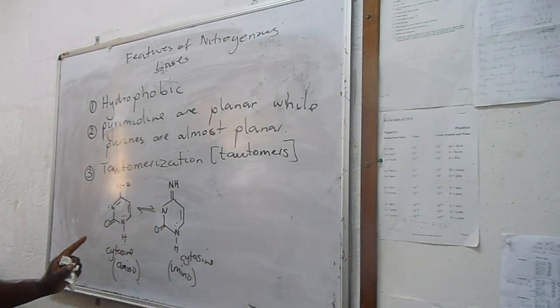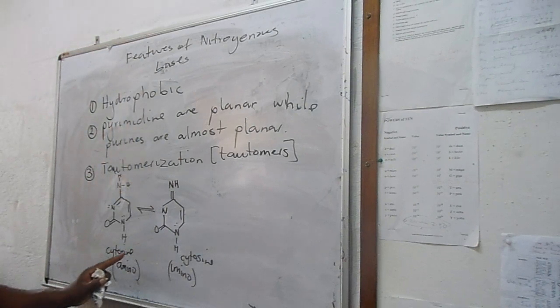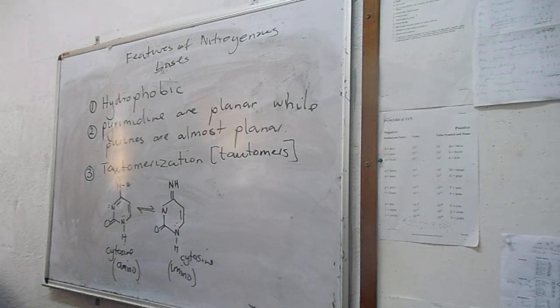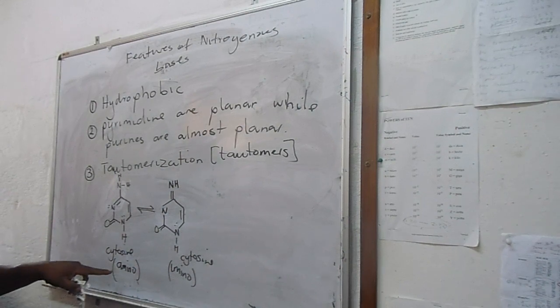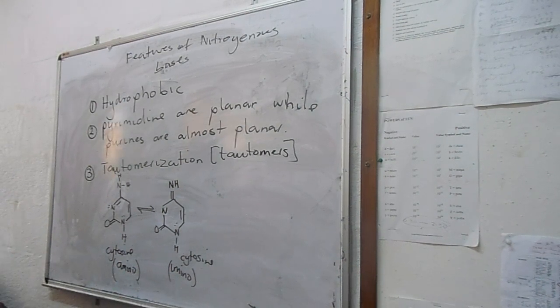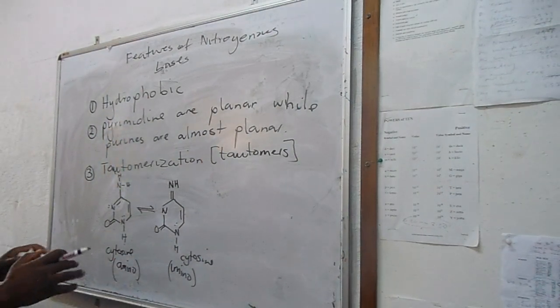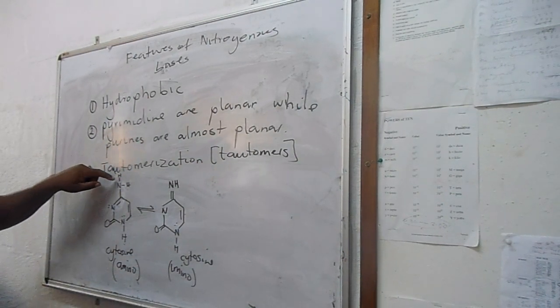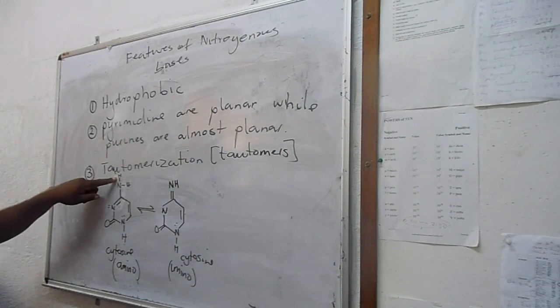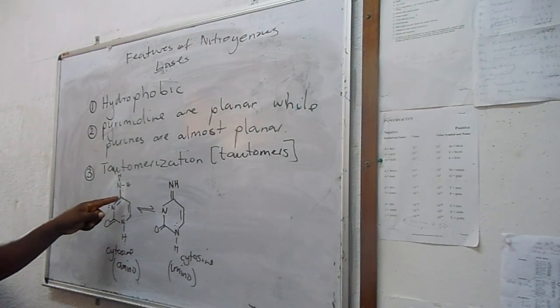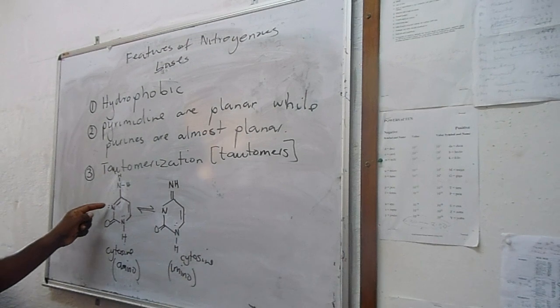This process is called tautomerization. Okay? What predominates in nature, when you look at nucleic acids, is the amino form for cytosine. Are we together? Yes. So these are tautomers. Tautomerization is the intramolecular movement of a hydrogen between one carbon. So there's only one carbon here. So this comes here. Okay?